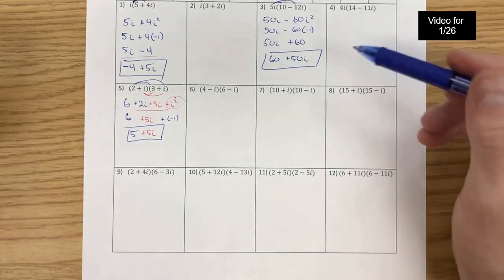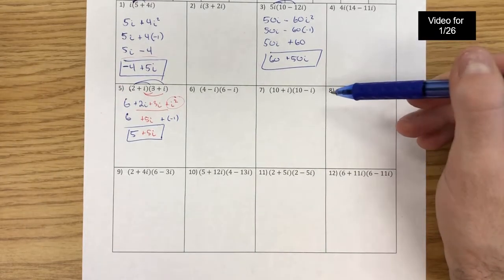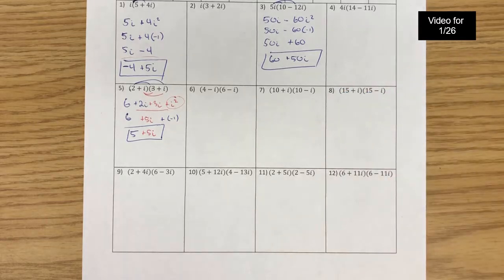And so what I want you to try and do is I want you to try number 7 on your own. Pause the video, knock out number 7, resume it when you're done, and see how you did.